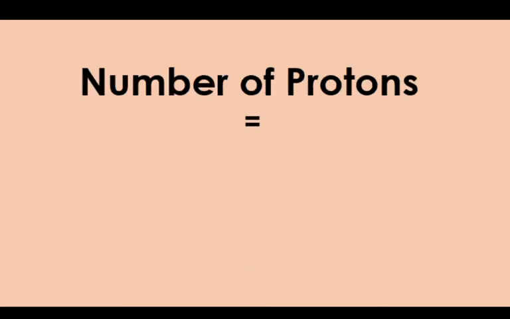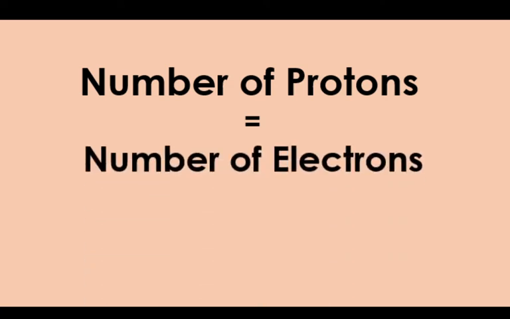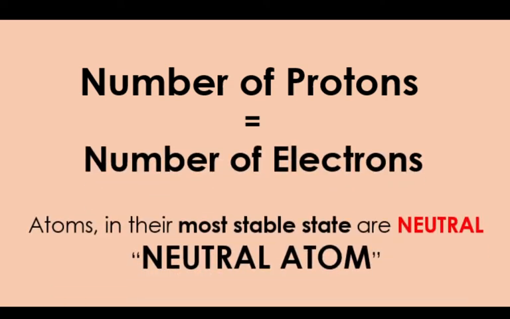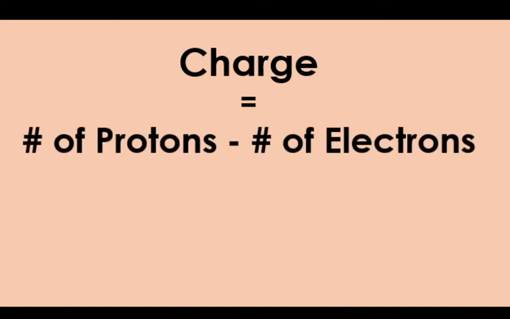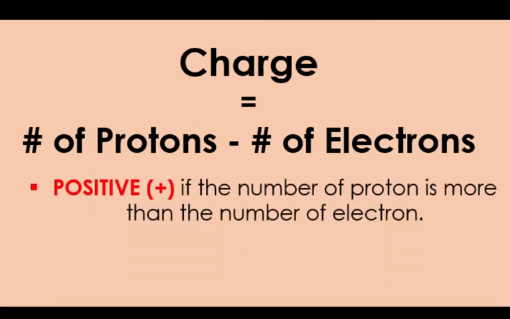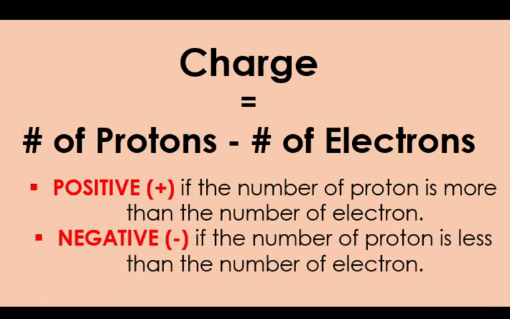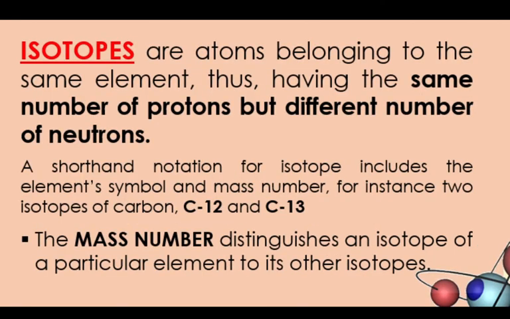Number of protons is equal to the number of electrons in a neutral atom. To compute for the charge, you simply have to subtract the number of electrons from the number of protons. If the number of protons is more than the number of electrons, then the charge is positive. However, if the number of protons is less than the number of electrons, then the charge is negative.